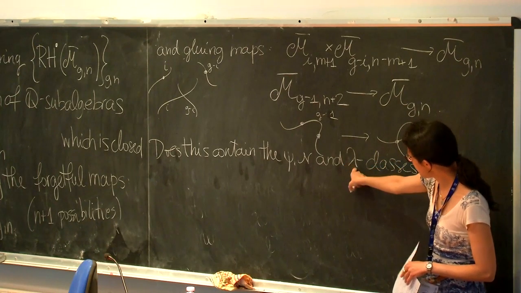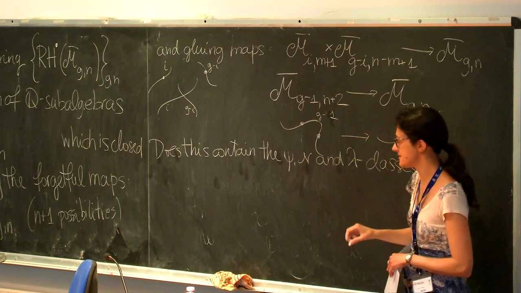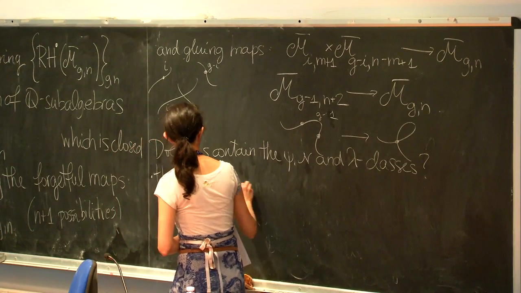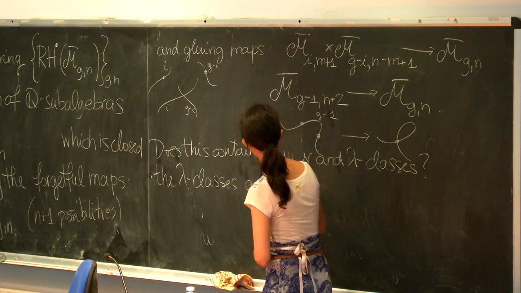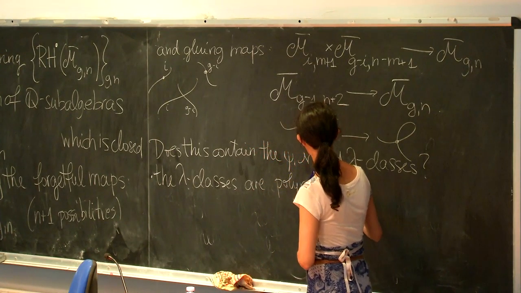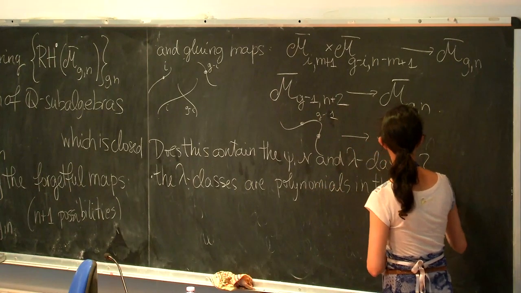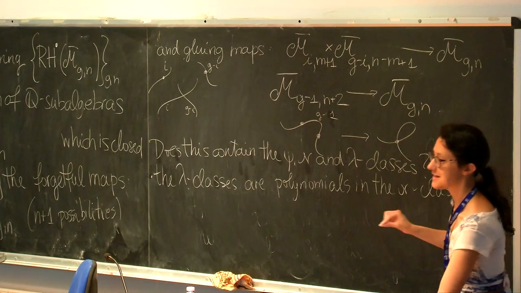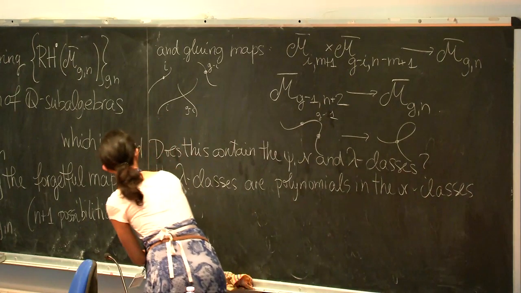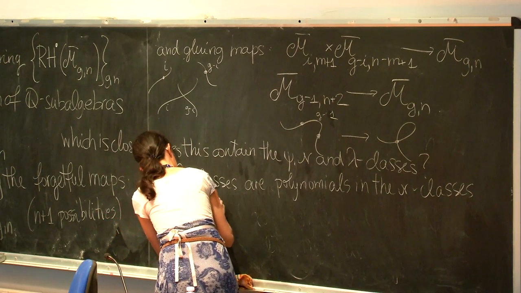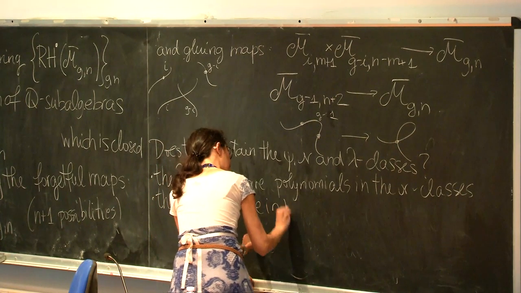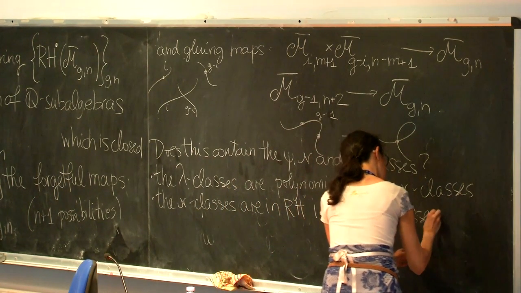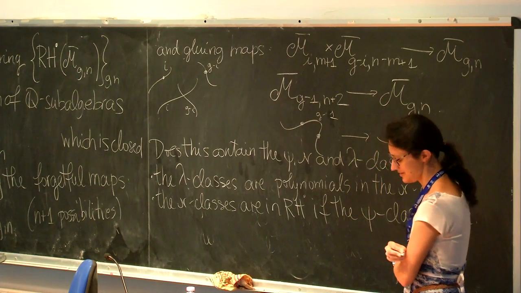So the idea is that we will see later the lambda classes can actually be obtained from the kappa classes. The lambda classes are actually polynomials in the kappa classes. So if we can obtain the kappa classes, we obtain that. And of course, we obtain the kappa classes if we have the psi classes, because we are taking the push forward. So the question is, are the psi classes there?